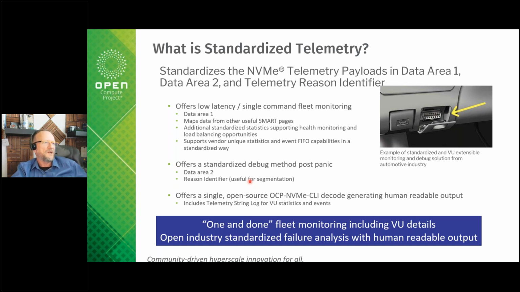So, and then finally for this thing, we're gonna offer a single open source OCP NVMe CLI. And this will allow decoding in a human readable format that supports the SEC 22 requirement of being human readable. And what's interesting about this is with a single industry standardized OCP NVMe CLI plugin, it'll allow what's called the telemetry string logs. And this allows you to then give human readable identifiers for vendor unique statistics and events that you might put in there.